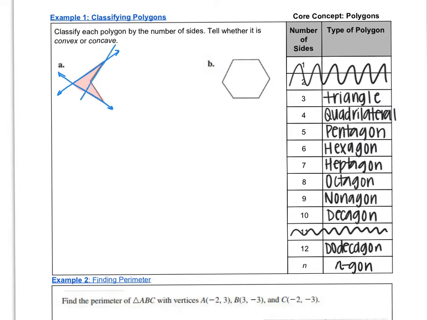But when I draw this line, it goes in the interior right here. Do you guys see that? This line goes through the interior. That means it is concave. It concaves into itself. So this polygon would be concave. I also want to name it based on the number of sides. 1, 2, 3, 4 sides. This is a concave quadrilateral.